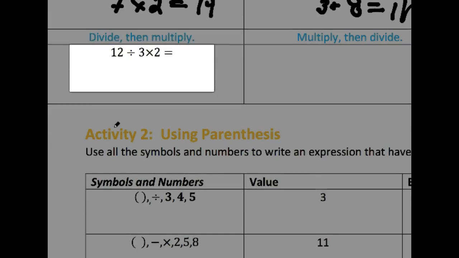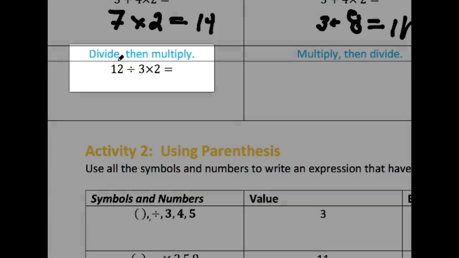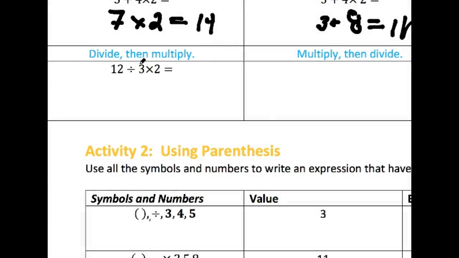Okay. In the second example, same idea. First, we're going to divide and multiply. So we have 12 divided by 3 times 2. Well, 12 divided by 3 is 4 times 2, and we get 8. They want us to multiply, then divide here. So it's the same expression, 12 divided by 3 times 2.